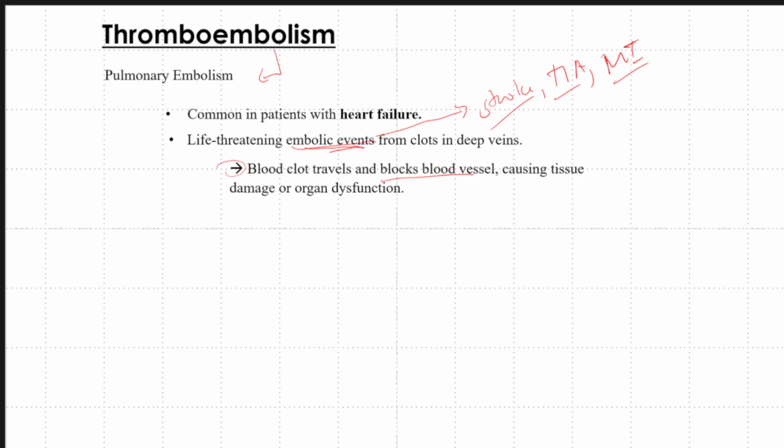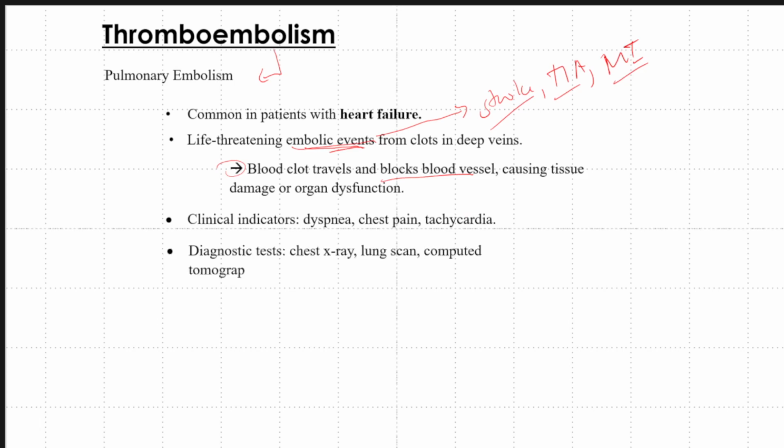Now, clinical indications natin for pulmonary embolism is what you call your dyspnea. Anong dyspnea nga? Ano nga yung dyspnea? Dyspnea is difficulty breathing, ano pa, chest pain and tachycardia. Okay? Those are our signs and symptoms of pulmonary embolism. And diagnostic test usually conducted for pulmonary embolism is chest X-ray, lung scan, and computed tomography.